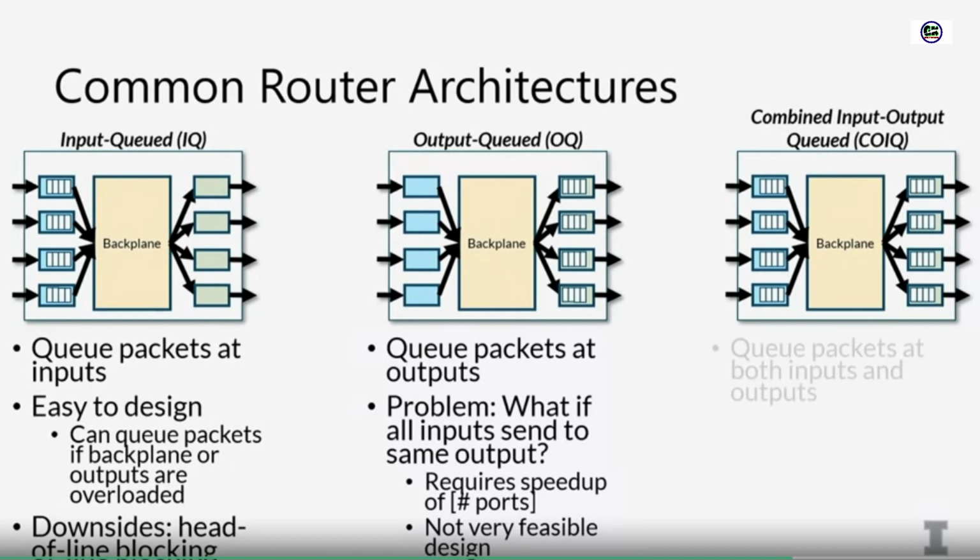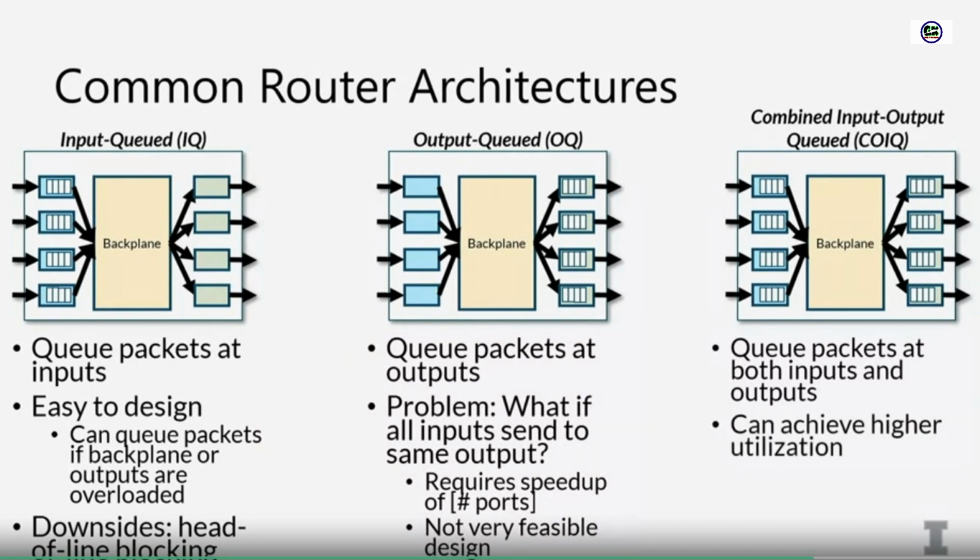Another type of router design is called combined input output queued. And here what we do is we enqueue packets at both the inputs and the outputs. So there's a lot of advantages here. We can achieve higher utilization because no matter where the bottleneck is, you can queue and you can smooth out bursts, so you get less loss. You can get a higher utilization of the router's resources. The problem here is it's harder to design forwarding algorithms for these routers.